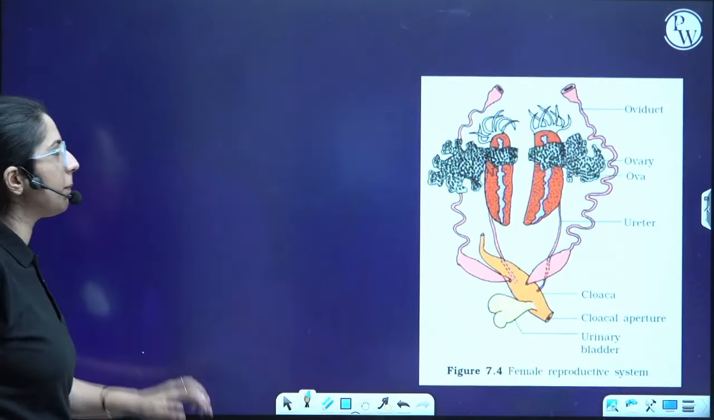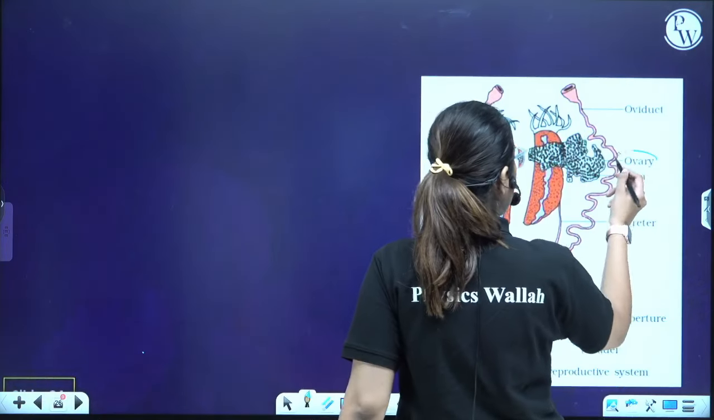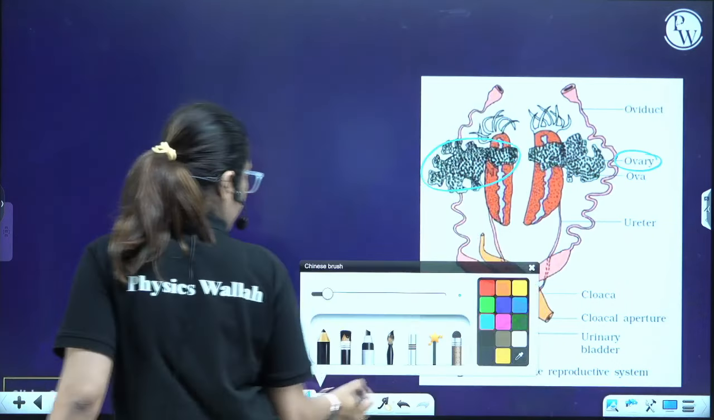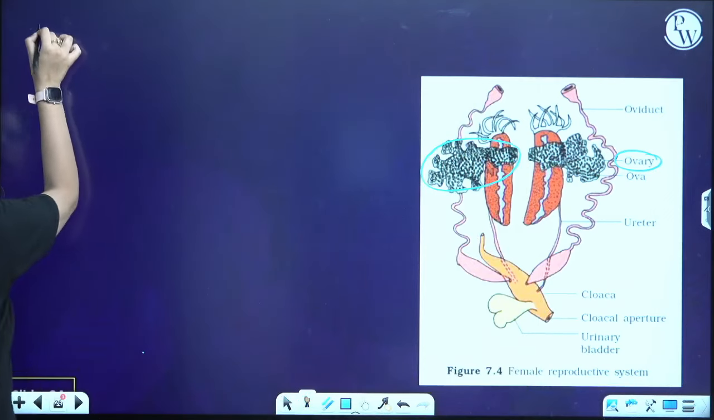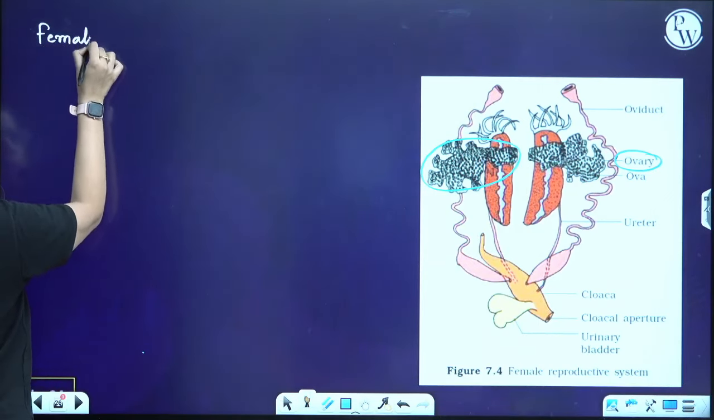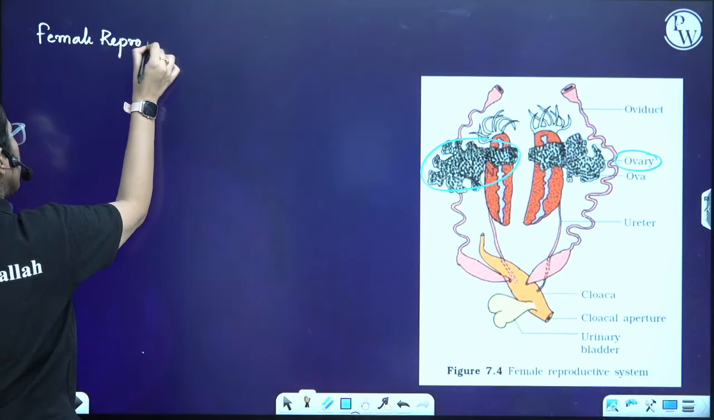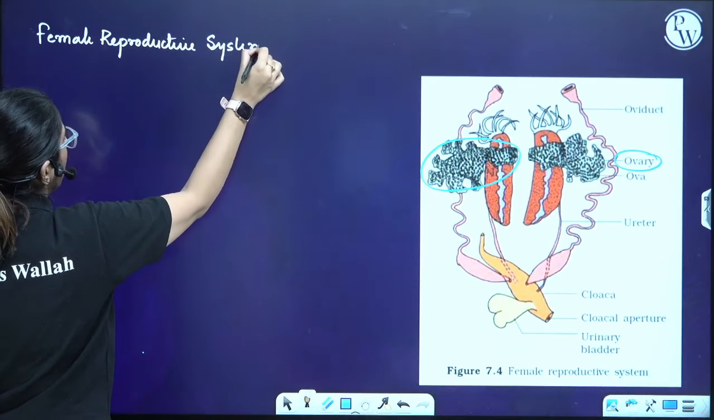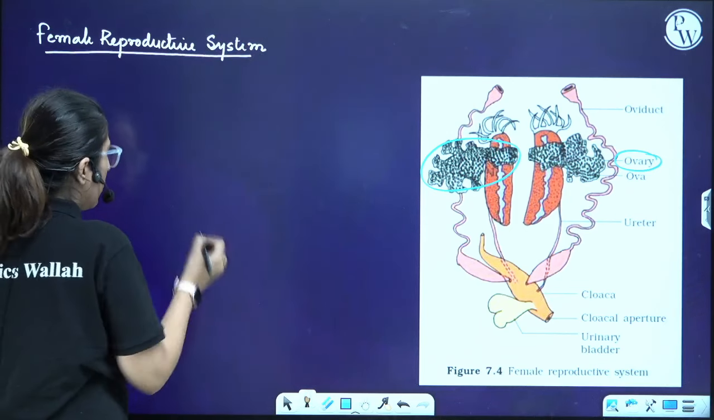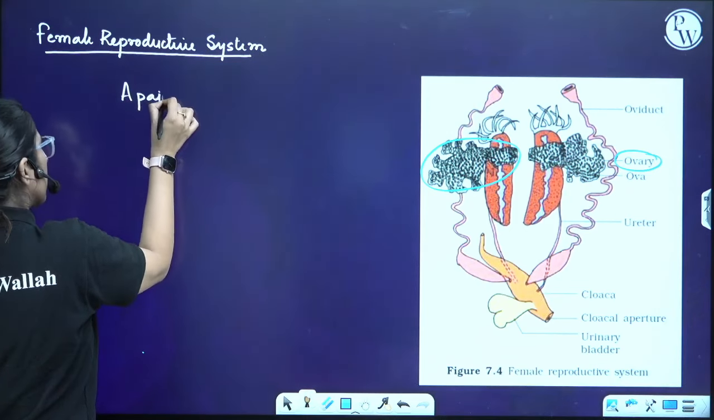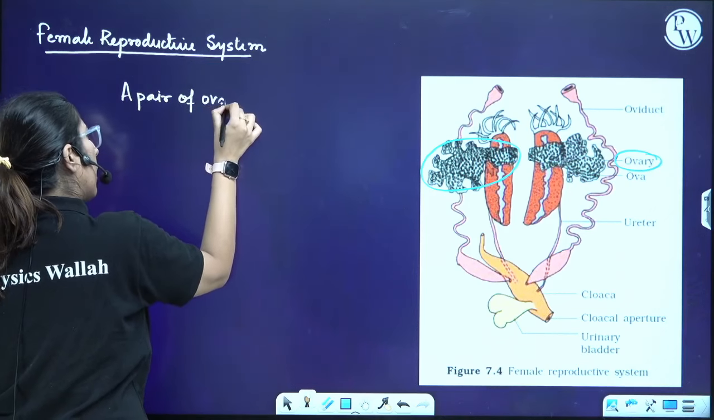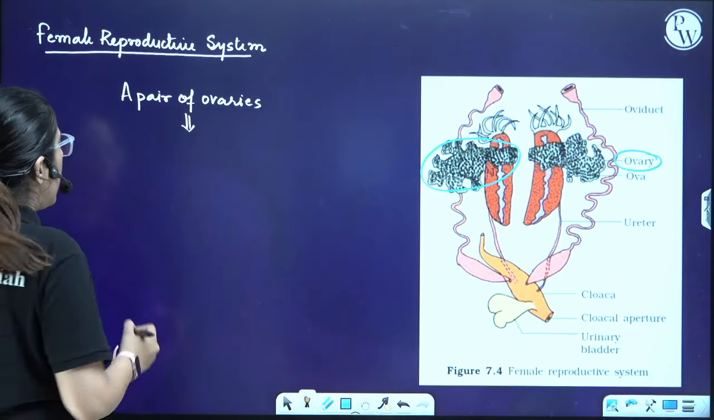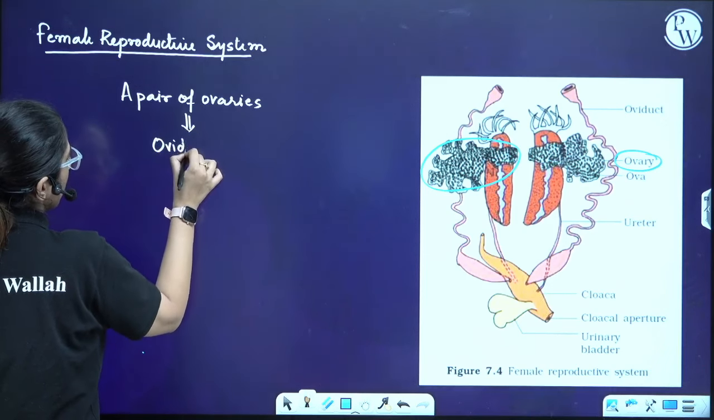Then let's talk about the female reproductive system. Guys, can you see the ovaries are there? So, the female reproductive system has a pair of ovaries. From the ovaries, the eggs will be released. Eggs will be allowed to enter into the oviduct.